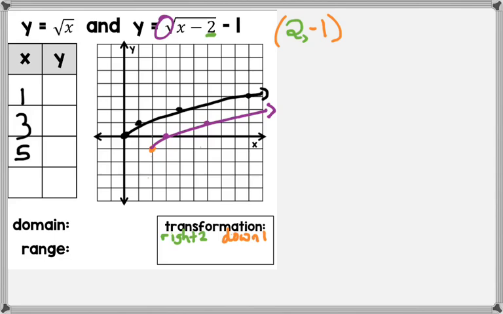So let's identify our domain and range. Domain, where was the farthest to the left we went? Well, it was here. That's at positive 2. What is the farthest to the right? Well, that's the arrow, so that's infinity. And then our range was our lowest value. And that would be here, so that's going to be -1. Our highest value is infinity.